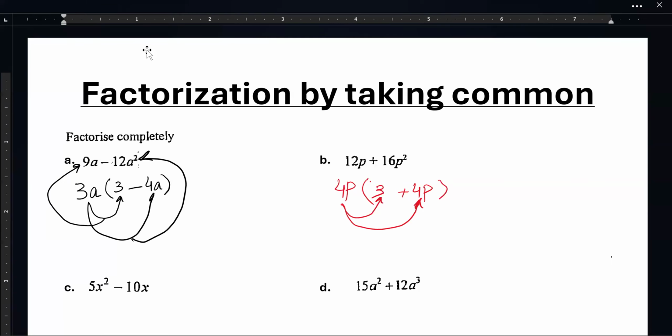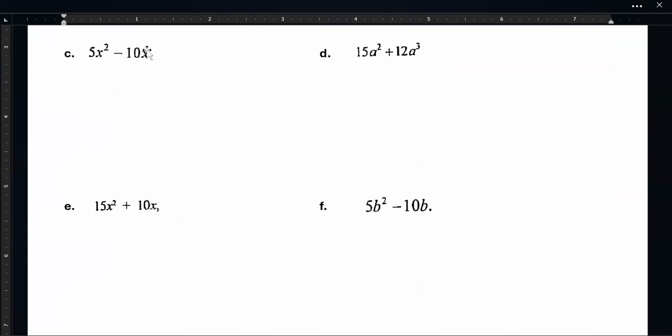Okay, let's take on the next one. In this question, I can see 5 common. 5 and 10 are multiples of 5. I can see x with power 1 and power 2. So I always take the smallest power as common. My common will be 5 and x, and it's going to be x minus 2. If I open the bracket, I'll get the old expression again.